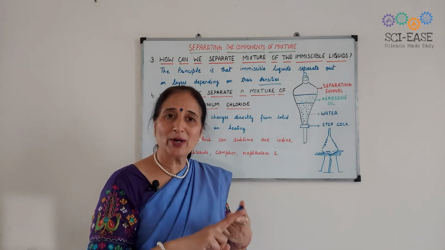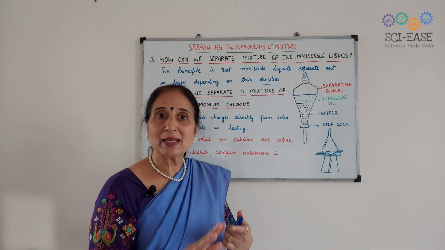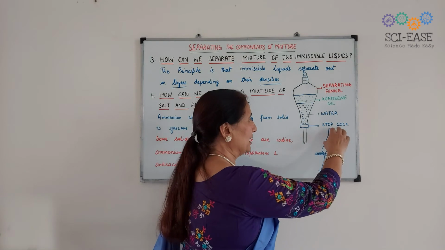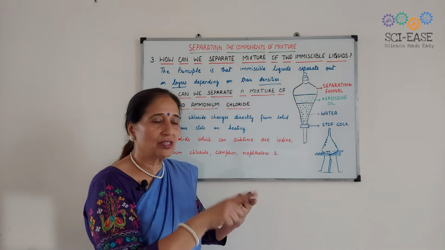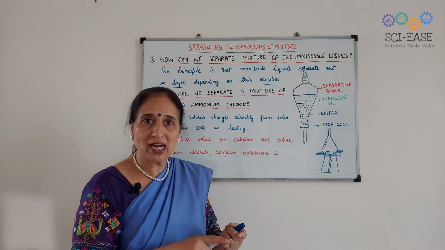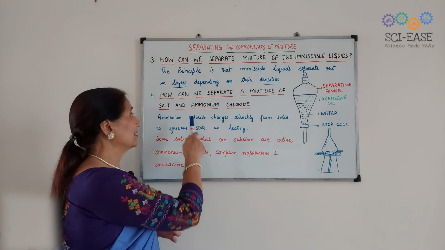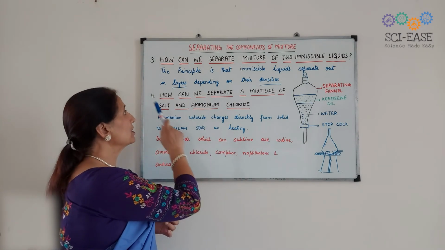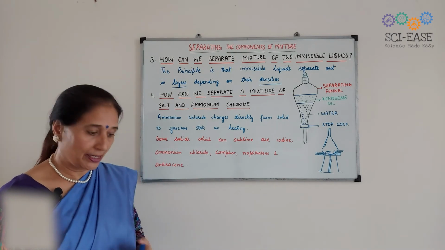So the two components, salt and ammonium chloride, are separated by this method. When it is cooled, you can scratch the ammonium chloride onto a watch glass and the salt is there. So this is the method. This method is known as sublimation, and by this we can separate a mixture of salt and ammonium chloride.